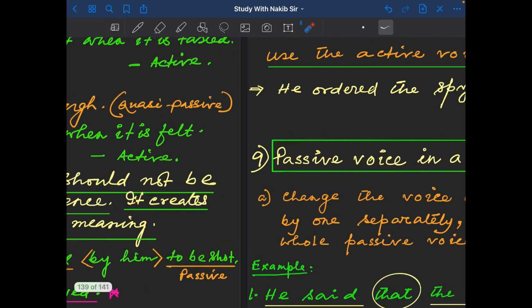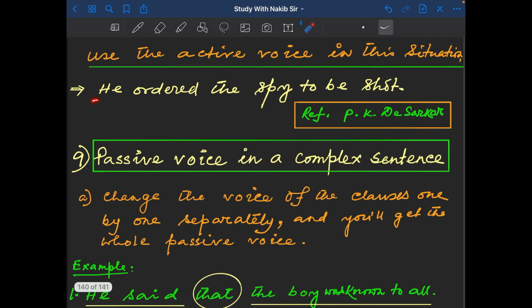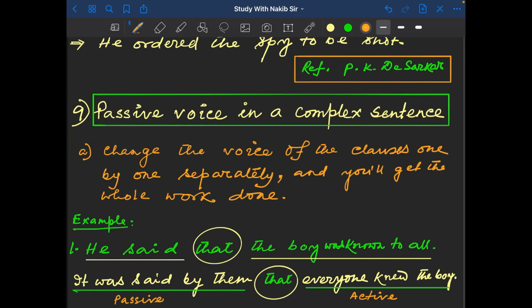Okay. Instead, use this. Use the active voice in this situation. He ordered the spy to be shot. Okay. The reference is taken from the famous book of P.K. De Sarkar.